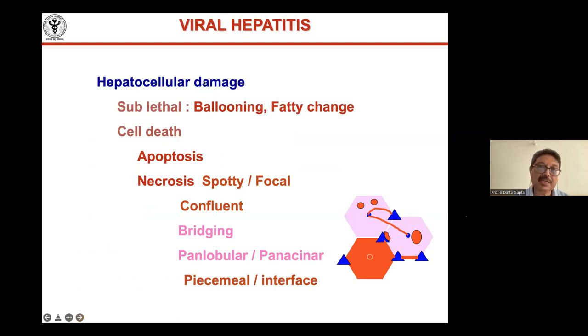Now, in all hepatitis, acute or chronic, there's hepatocellular damage. If the damage to hepatocytes is sublethal, you get ballooning or fatty change. The liver cells can come back to normal. If there is cell death, then it could be because of apoptosis. Most of the liver diseases we deal with are viral, and viral infections cause cell death, the majority by apoptosis, or then it can cause necrosis.